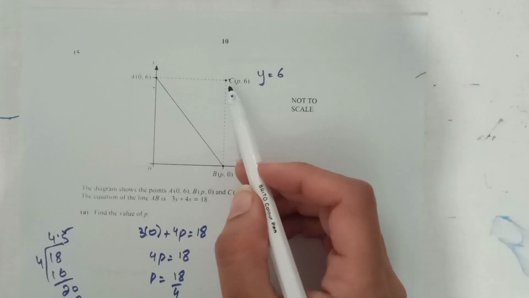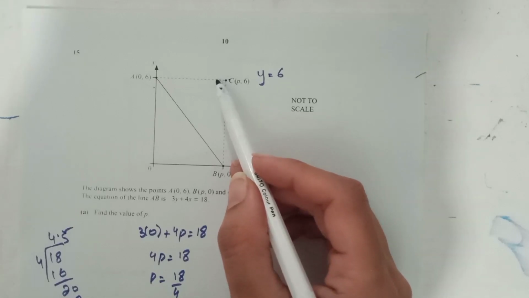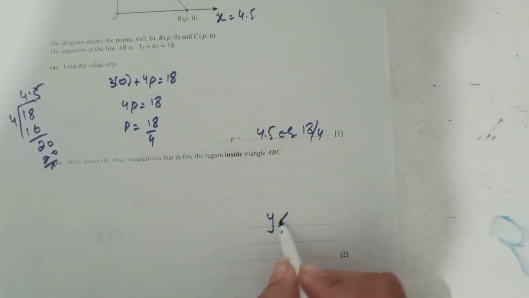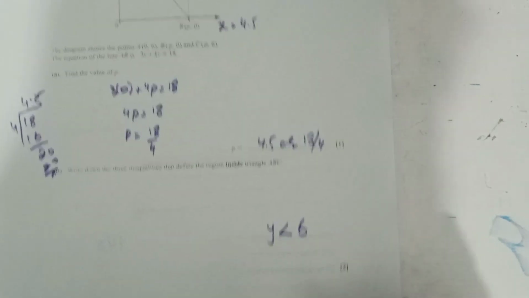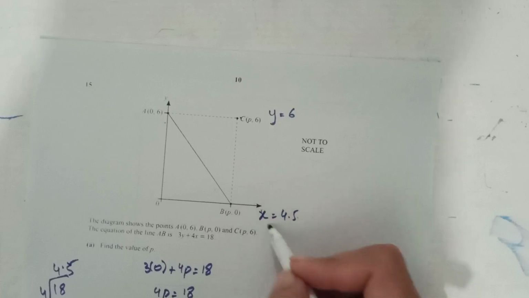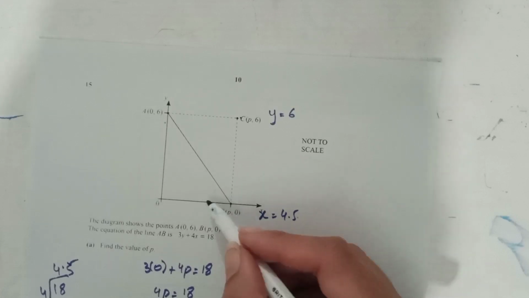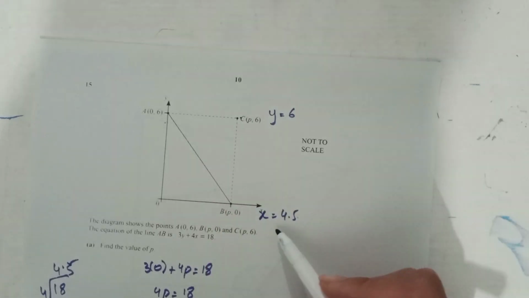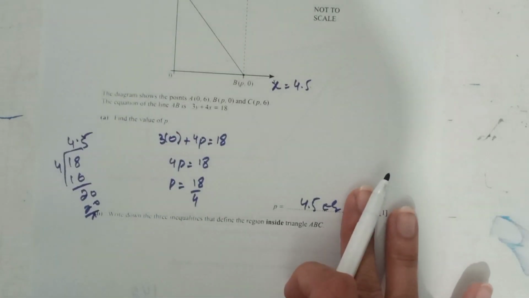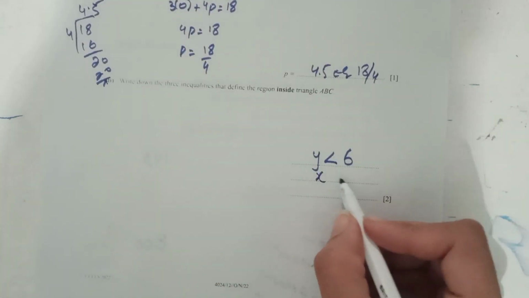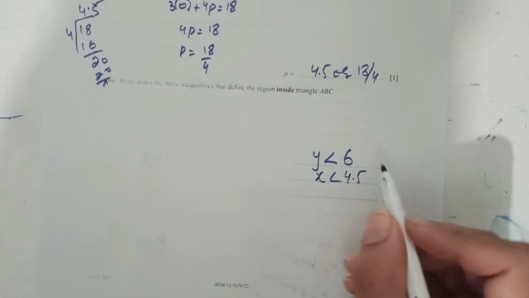That line, we see that the region lies behind, under it, and it means it is less than. It means y is less than 6. That is an inequality. We see that x is also behind, before that line, and that is why it is also less than. x is less than 4.5.